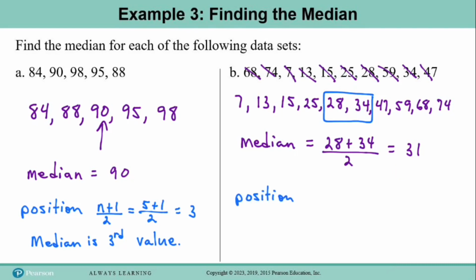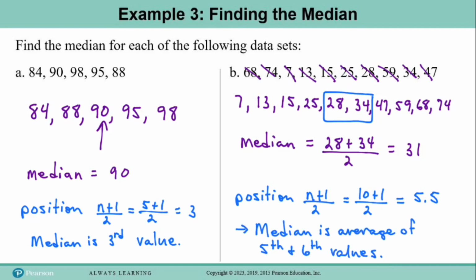If we think about our little position formula, we know that n is 10, so n plus 1 divided by 2 would give us 11 divided by 2, which is 5.5. So whenever you get a decimal from this little n plus 1 divided by 2 formula, it's telling you that your median is going to be the average of the number that's in the position just before this number and the number in the position afterward. So for us, that means the number in the 5th position and also the 6th position, and that's exactly what we did here when we calculated the median. This is the 5th number and this is the 6th.